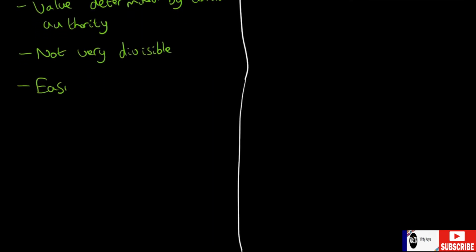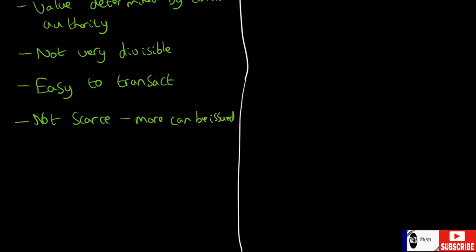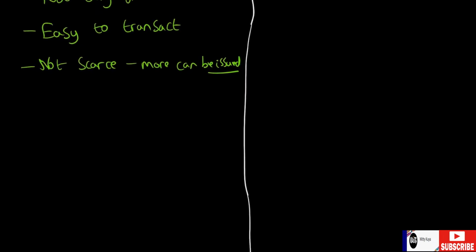It's easy to transact, and one of the reasons for this is it's been around for a very long time. It's had a lot of time for it to be refined. A lot of vendors and just people and organizations in general accept it and they trust it. So for that reason, it is heavily used. Another thing is it's not scarce. So more can be issued by the central authority. Obviously, in this case, it is the government. Obviously, that does lead to other economic factors, but it is not scarce. They can just issue more if they need to. As I mentioned, the value is determined by a central authority.